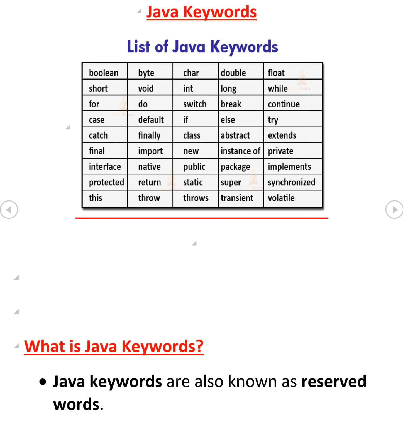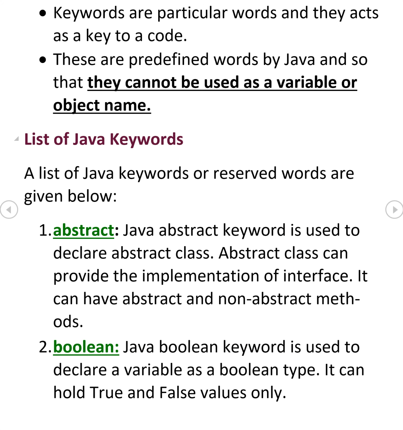So what is a Java keyword? Java keywords are also known as reserved words, and keywords are particular words that act as a key to a code. These are predefined words by Java, so they cannot be used as a variable or object name. We understand that we cannot use Java predefined keywords as a variable name or any object name when we are writing a Java program. So, the list of Java keywords, going alphabetically.